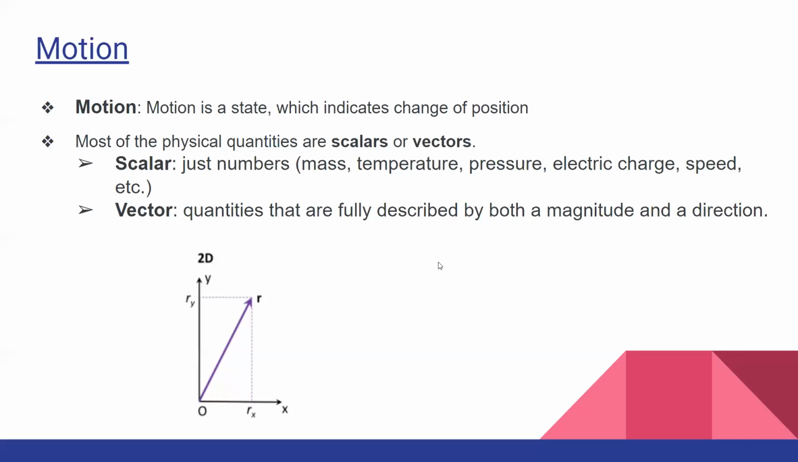Okay, so kinematics, as I said earlier, is the study of motion. And what is motion? Motion is a state an object or matter is in, and motion is indicated by a change of position over a period of time. So we can normally measure motion using displacement, which is literally a change in position.